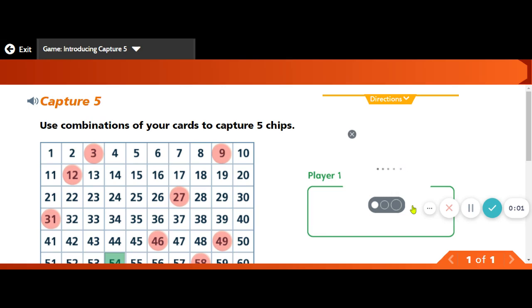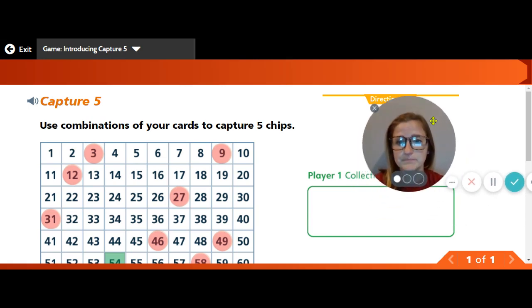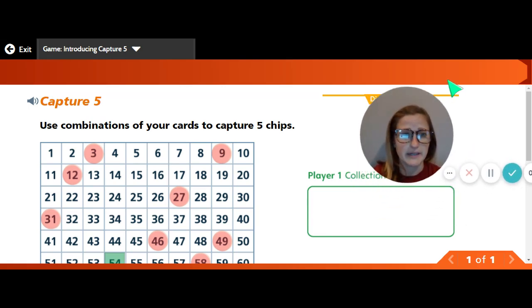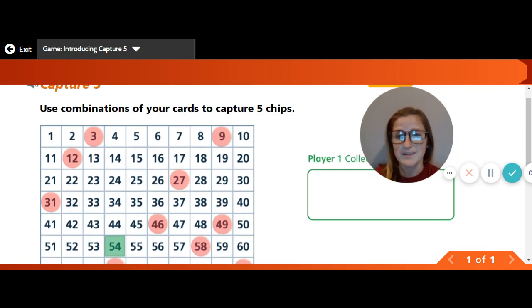Hey guys, let's talk about Capture 5, the game you are playing today. And if you don't have a partner or someone you can play with at home, you can still practice this without a partner. Some of you are going to see that you have a hundreds board to use. Some of you may see a board that is a little different in your supplies in your book bag.